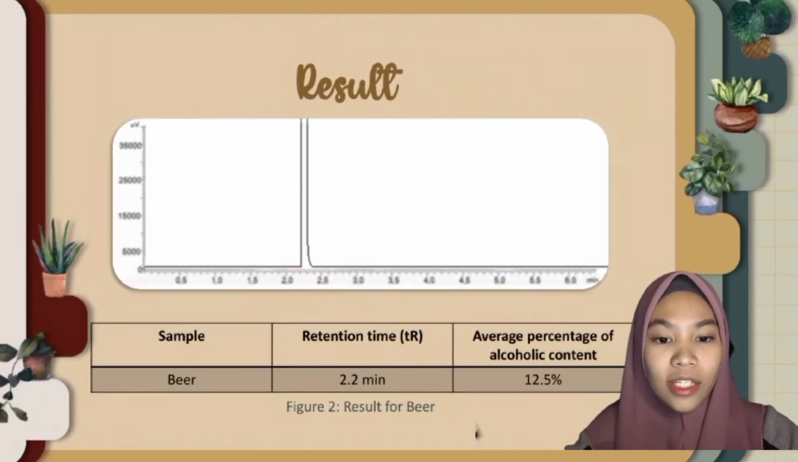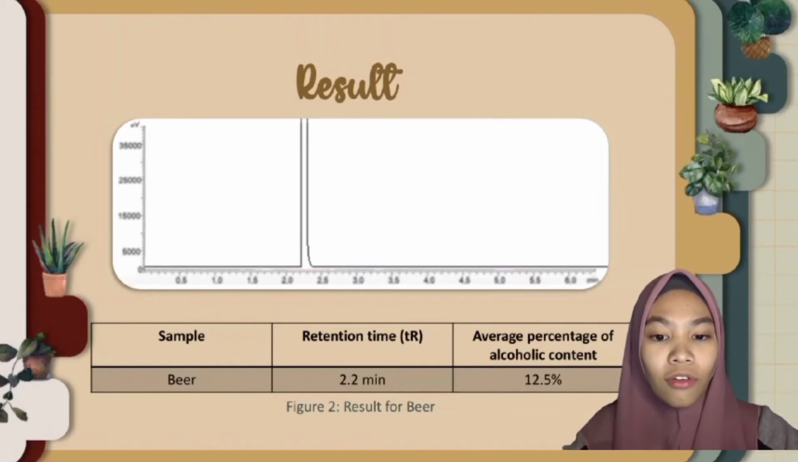Move on to figure 2, the result for beer. The graph shows the retention time taken for beer is 2.2 minutes, and the table shows the average percentage of alcoholic content for beer is 12.5%.